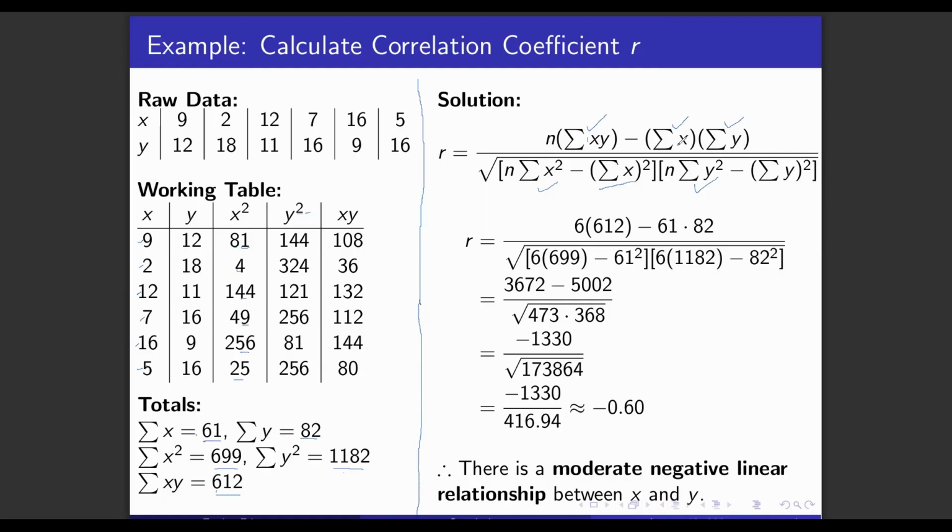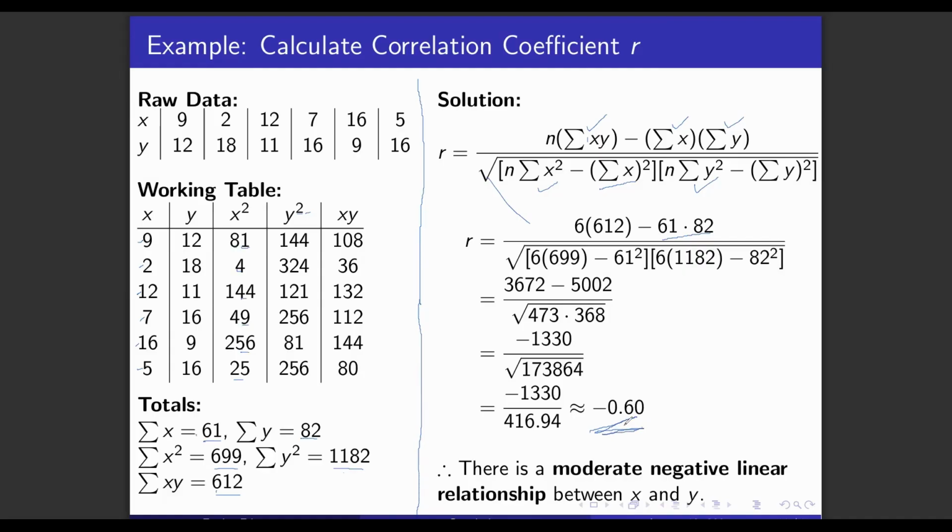Minus summation of x times summation of y. Summation of x is 61. Summation of y is 82. So 61 times 82, which I have here. So you look at all the other components of the formula and then fix the values, pick it from here and fix the values in there. Once we're able to fix in the values, the rest is for us to use our calculator to simplify the expression. So you first of all do the numerator, then do the denominator, and then further simplify until we have our final answer of minus 0.60.